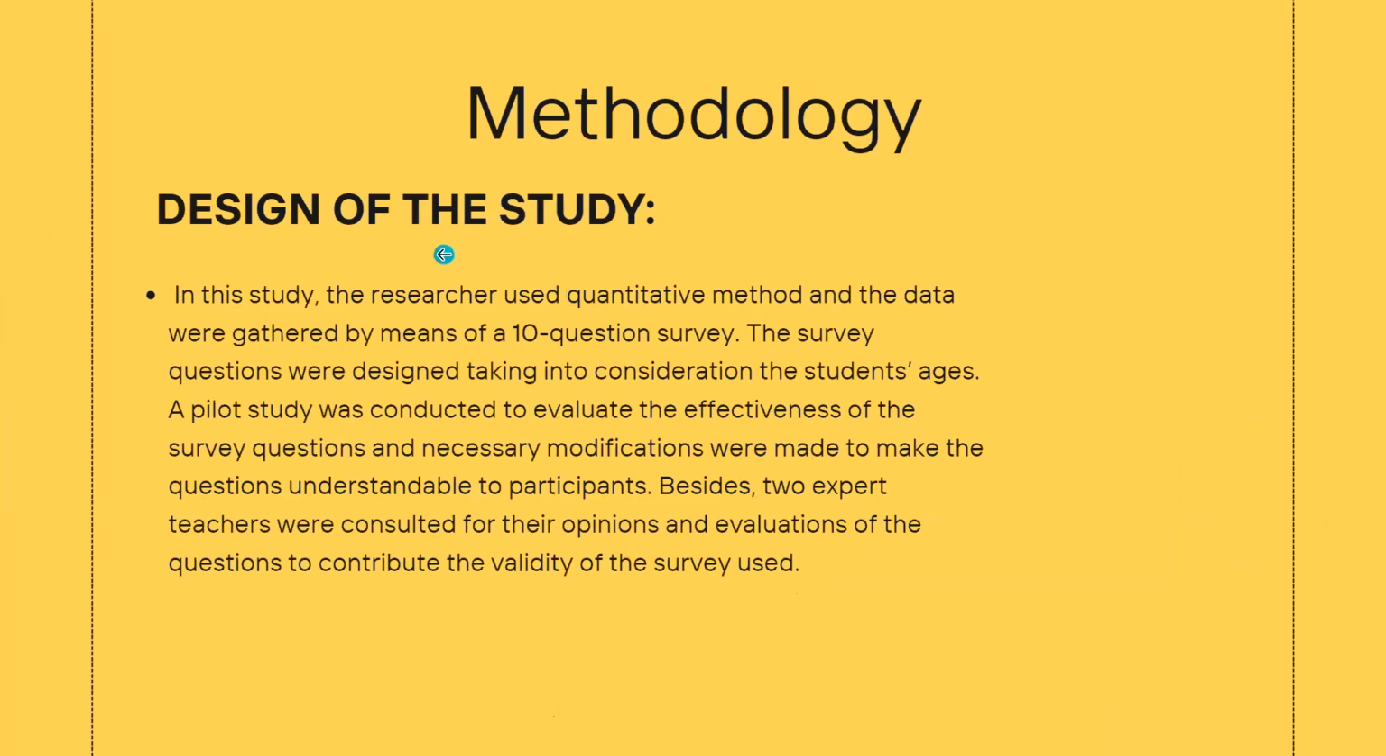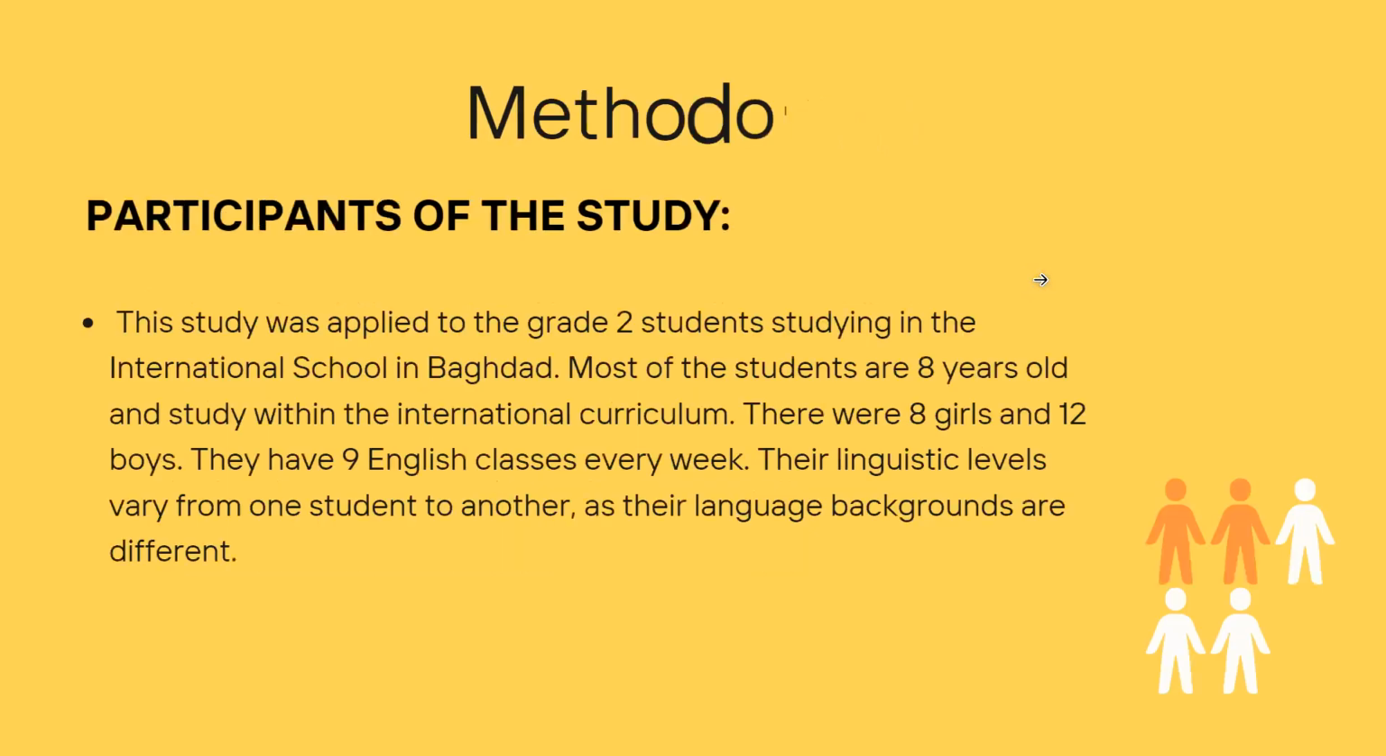So here is the design of the study. The researcher used a quantitative method and the data were gathered by means of a 10-question survey. The survey questions were designed taking into consideration the students' ages. A pilot study was conducted to evaluate the effectiveness of the survey questions, and necessary modifications were made to make the questions understandable to the participants. Besides, 2 expert teachers were consulted for their opinions and evaluations of the questions to contribute to the validity of the survey which was used in this study.